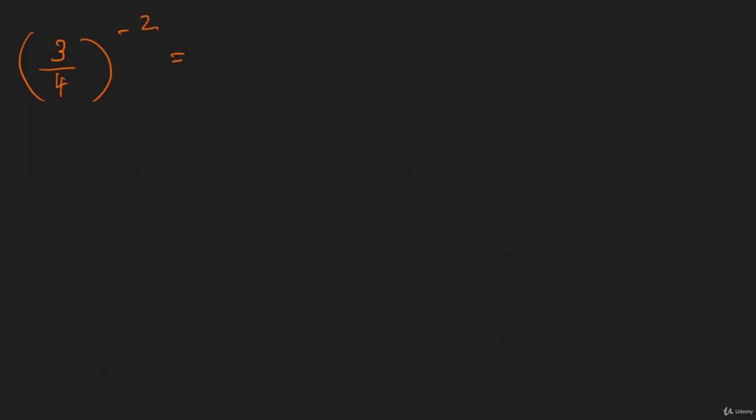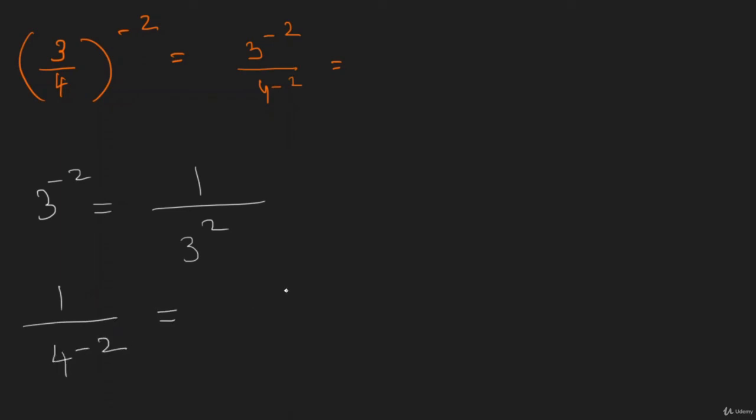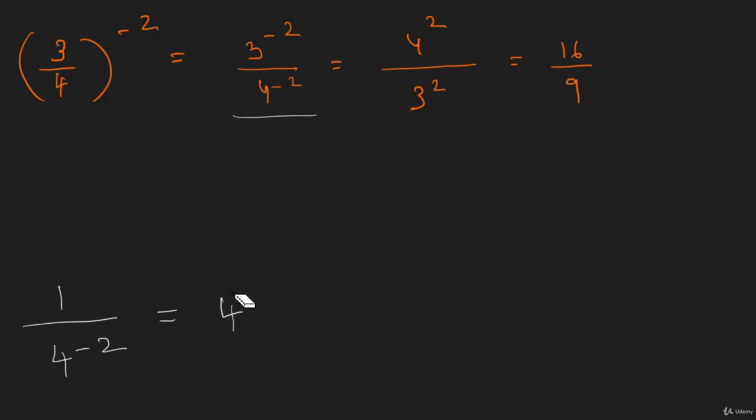Say you want to simplify 3 by 4 to the power minus 2. Let me open the bracket and take minus 2 and give it to the numerator and the denominator. So that's 3 to the power minus 2 divided by 4 to the power minus 2. Now we know that 3 to the power minus 2 is equal to 1 by 3 to the power 2. In a similar manner, 1 by 4 to the power minus 2 is equal to 4 to the power 2. Using this, the expression simplifies to 4 to the power 2 divided by 3 to the power 2, which is equal to 16 by 9. Alright, let me make some space before we do the next problem.